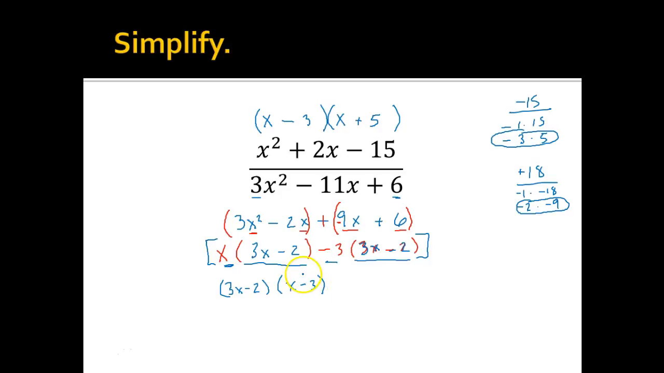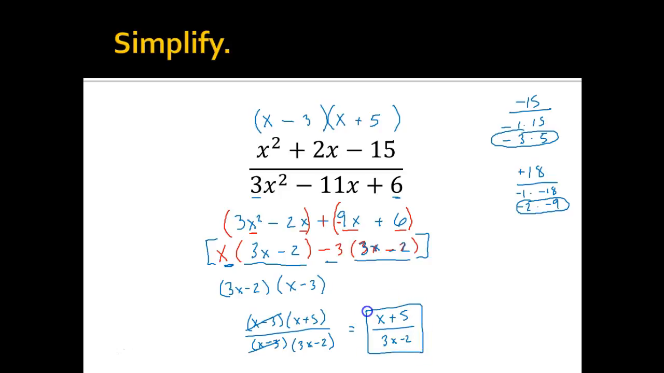Okay, so that was a little bit complicated. We complicated factoring that, but when we finished, we're left with x minus 3 on top times x plus 5, and x minus 3 on bottom times 3x minus 2. The x minus 3's cancel, and we're left with x plus 5 on top divided by 3x minus 2 on the bottom, and there we have it.